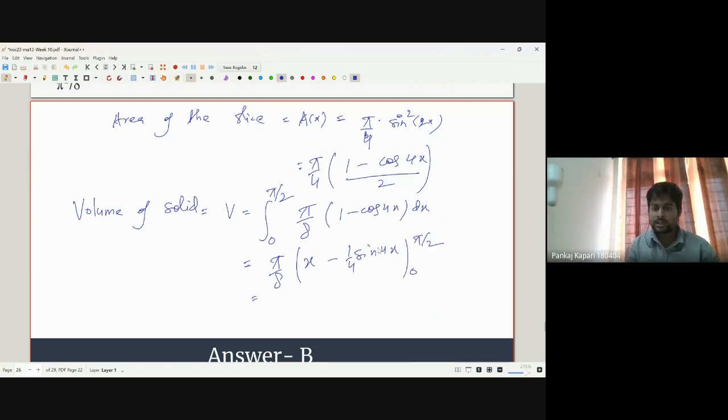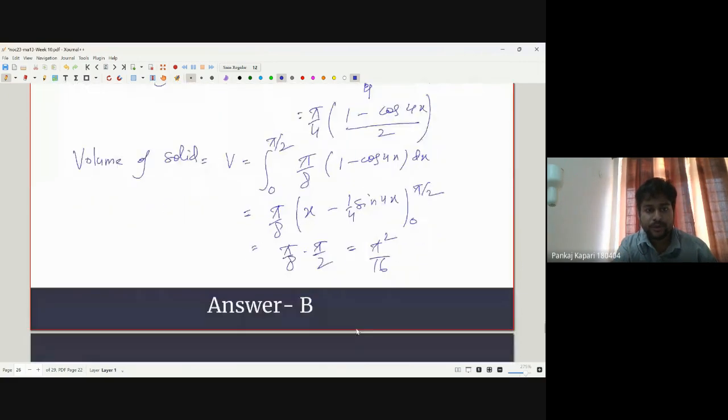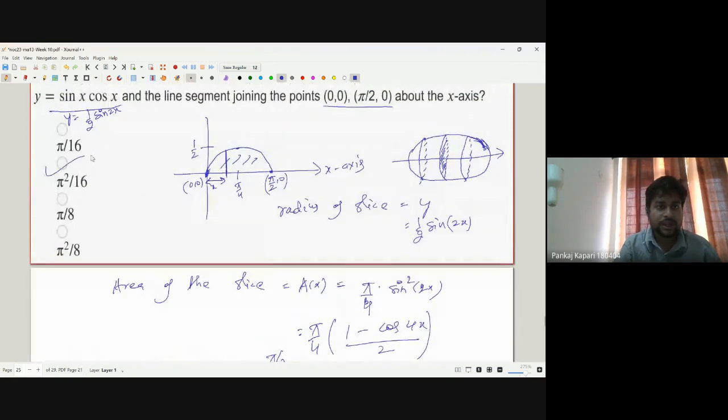Okay, so again you can see that the sine 4 times x will give you nothing because limits are from 0 to pi by 2, and at both of these upper and lower limits sine will become 0. So the volume of the solid will be pi square by 16. Okay, so here second option is correct.